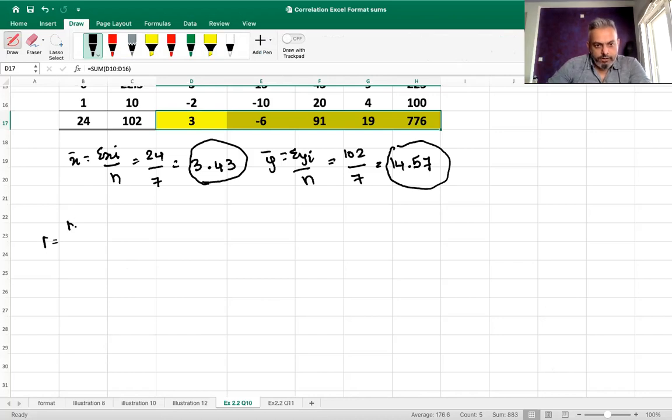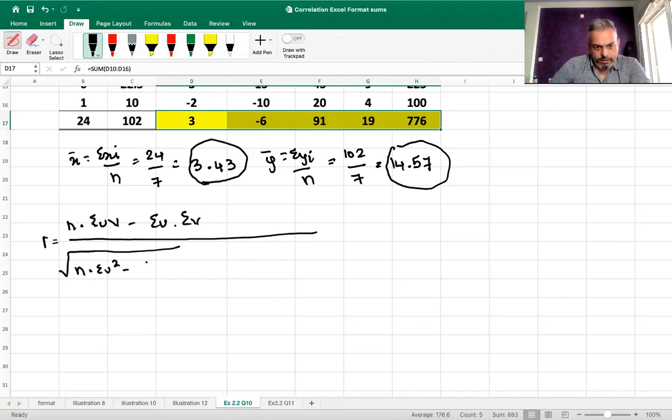R is equal to n sigma uv minus sigma u into sigma v upon under root n sigma u square minus sigma u the whole square. Every time you write the formula, you recite it in your mind. Pay attention, everyone, so that you remember the formula.